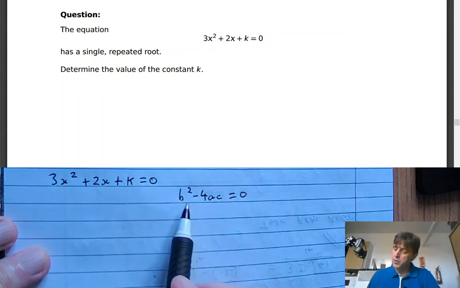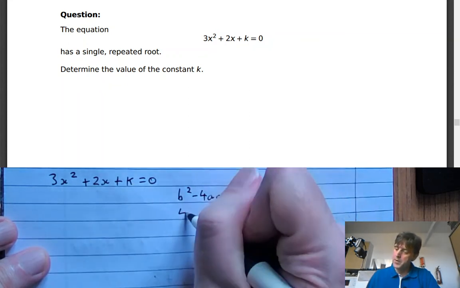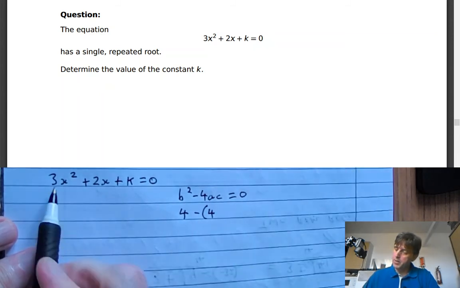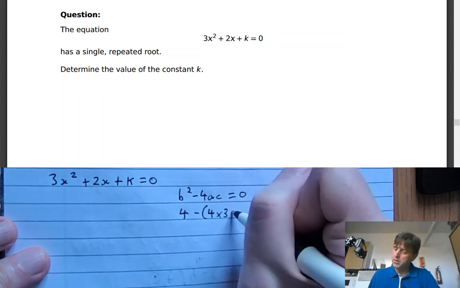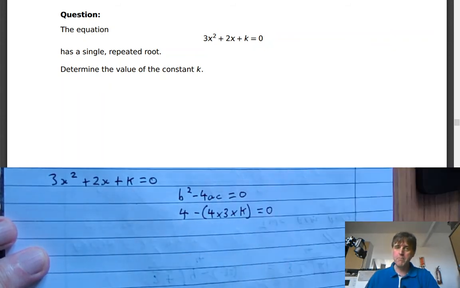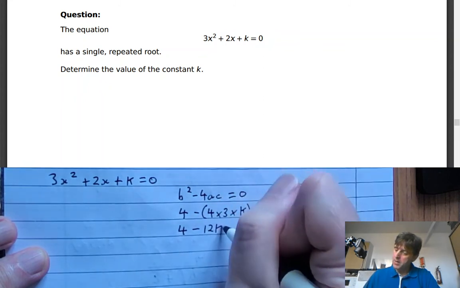Okay, so what is the discriminant for this situation here? Well, b is 2, so 2 squared, 4. And then minus 4 times a, which is 3, times c, which is k. That's got to equal 0. Let's tidy that up a bit. So 4 minus, and I think that's going to become 12k equals 0.